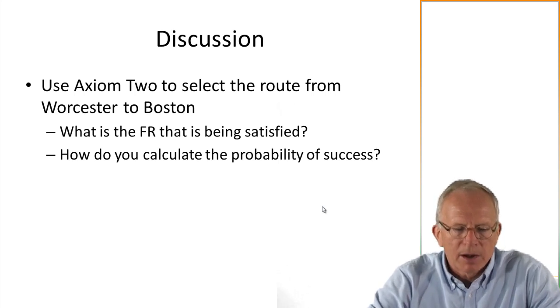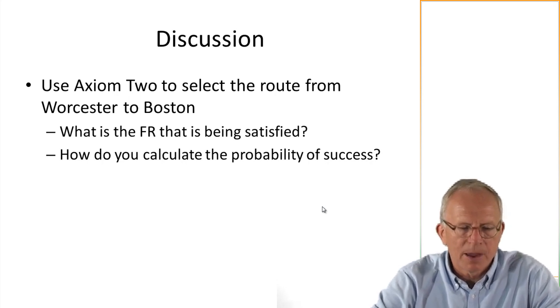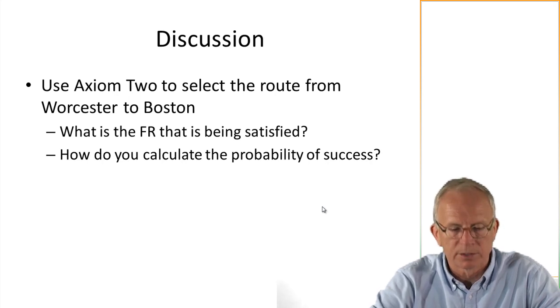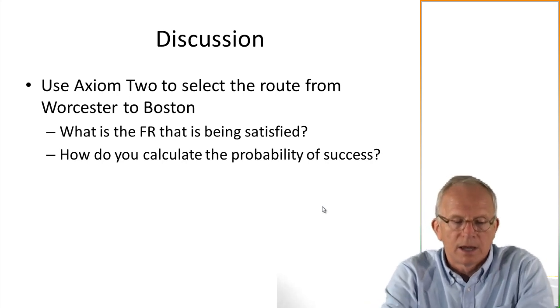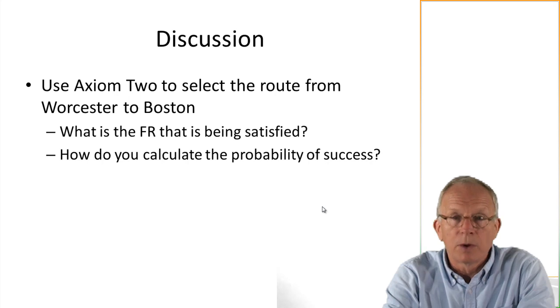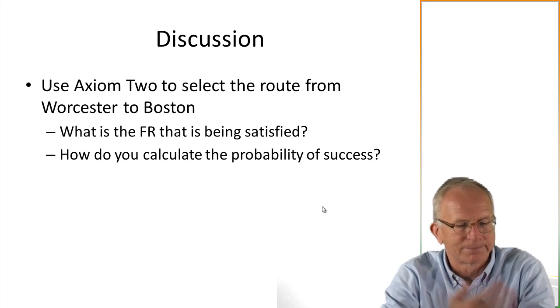So let's think about axiom 2 if we're trying to get from Worcester to Boston. Somehow the Massachusetts Turnpike misses Worcester, the second biggest city in the state, the second biggest city in New England. So the major east-west road in Massachusetts avoids the second biggest city in Massachusetts.